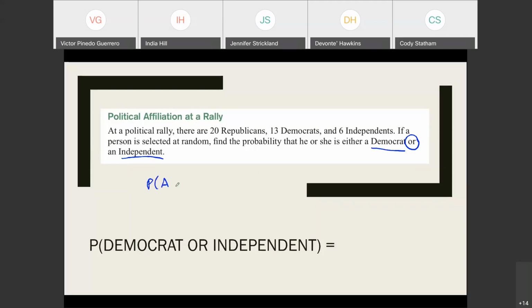All right, and so I'm just going to jot that formula down one more time. Again, this formula means that you're going to take your two things separately and add them together. So we're going to look at the probability for the Democrats, and we're going to add it to the probability that someone is an independent.